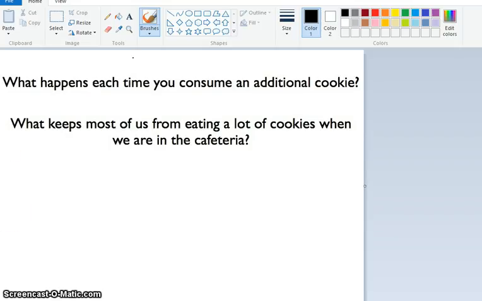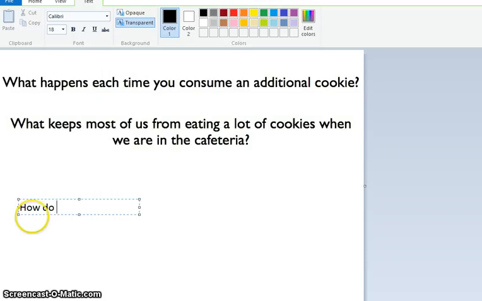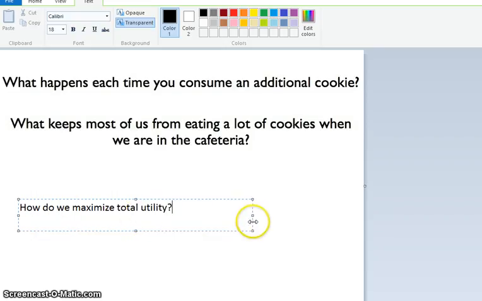Now, I think on your paper, and I don't have it on this slide, it asks how do we maximize total utility? Because we want to have lots and lots of utility. We want to get the most satisfaction out of our consumption, the things that we purchase. So in the next video, I'm going to show you a couple of rules. Hopefully you're with me. If you have any questions about marginal utility, the law of diminishing marginal utility, or any of the math here, let me know. But we're going to talk about how we maximize it.